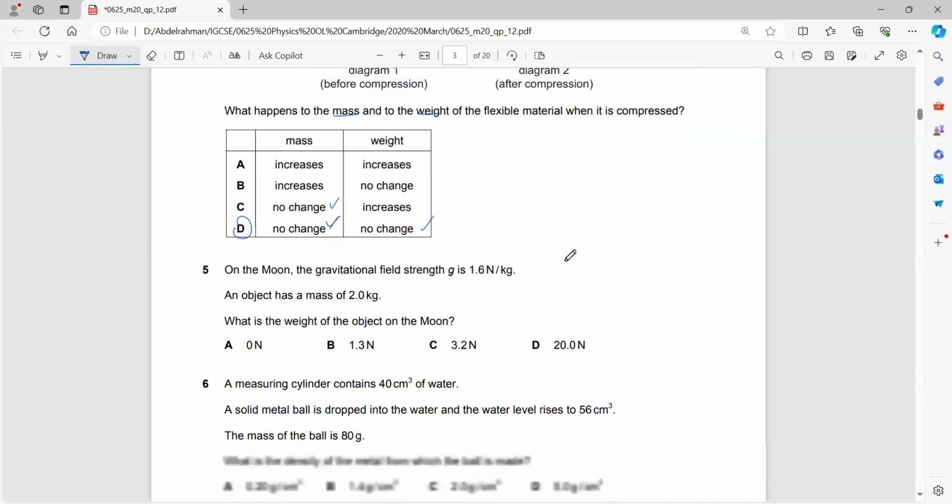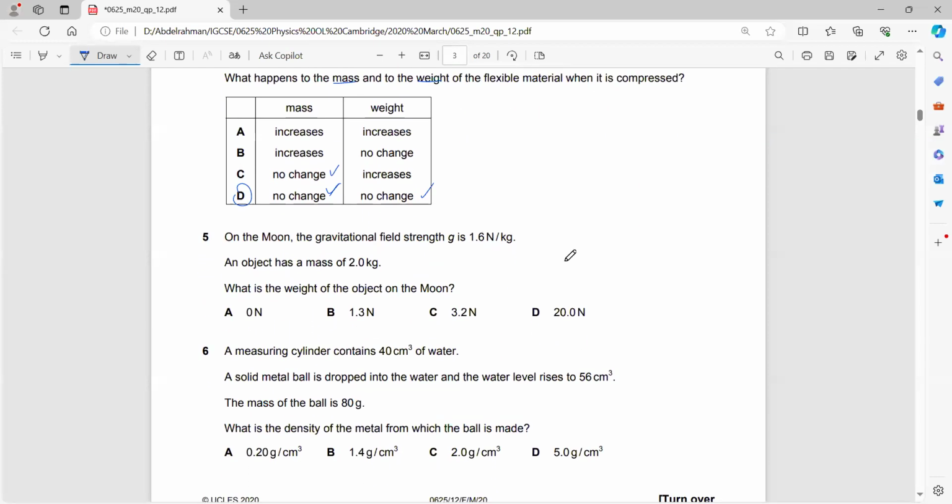Quite easy. On the moon, the gravitational field strength is 1.6. An object has a mass of 2 kilograms. How can I find the weight? Weight equals mg. What is the mass? 2. G, in this case, you cannot use 9.8, because the object is on the moon. So the g would be 1.6.